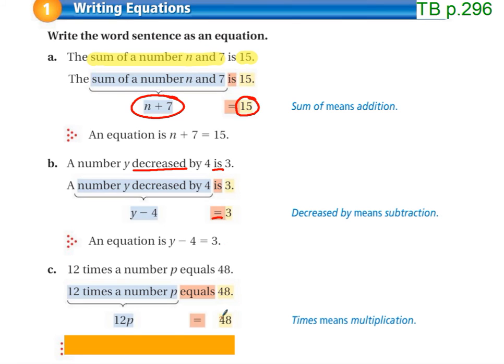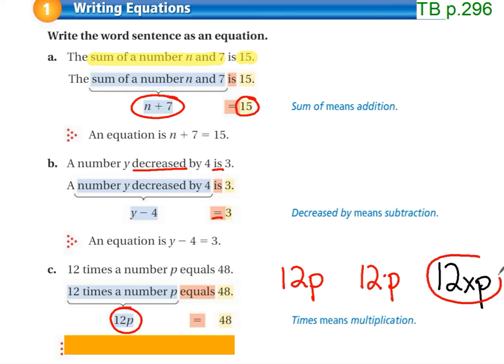Last one is a multiplication example. 12 times the number p equals 48. Remember, when you're talking multiplication, you can write the number right beside the variable, such as 12p. You can put a raised dot in between, but you cannot use an x when we're working with algebra. When you use the x for the times sign, this looks like 12xp instead of 12 times p. So remember, no x's. Final answer, 12p equals 48.